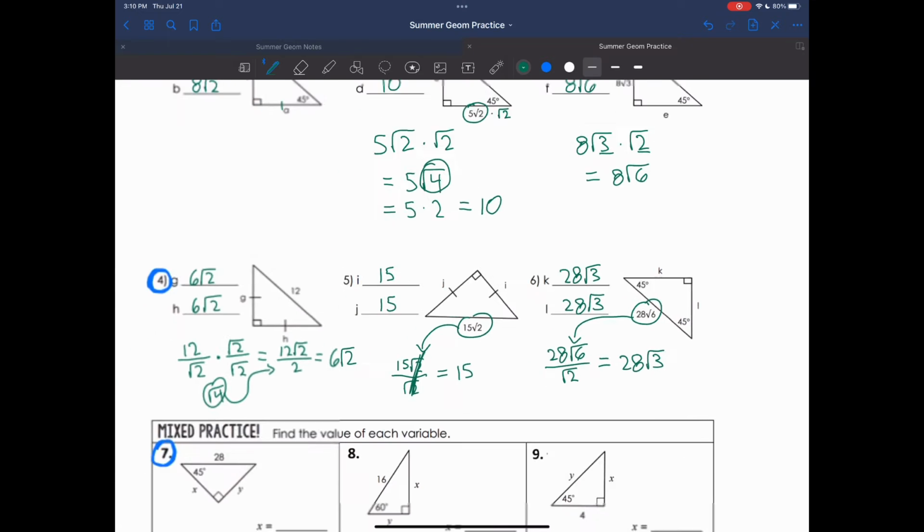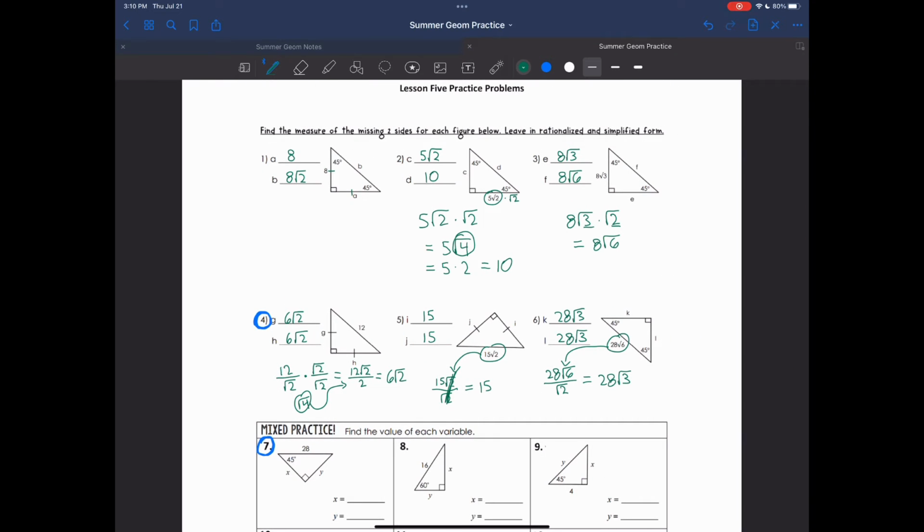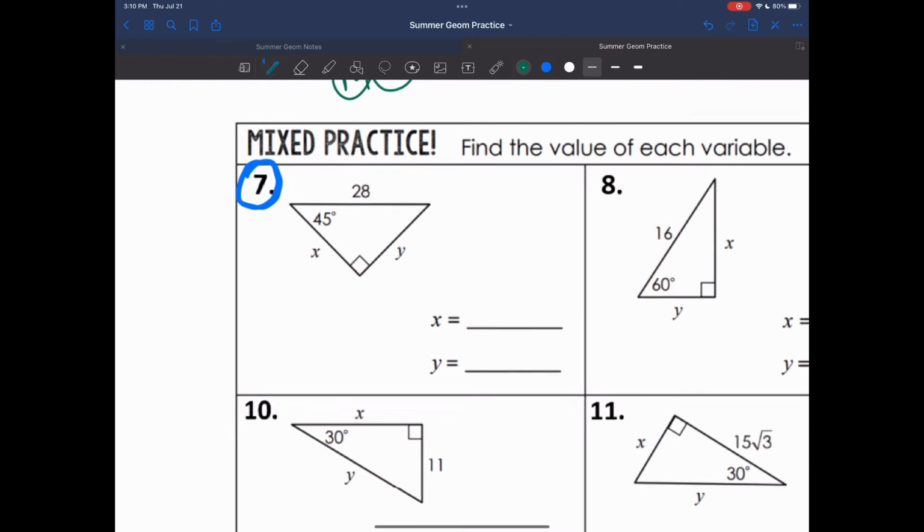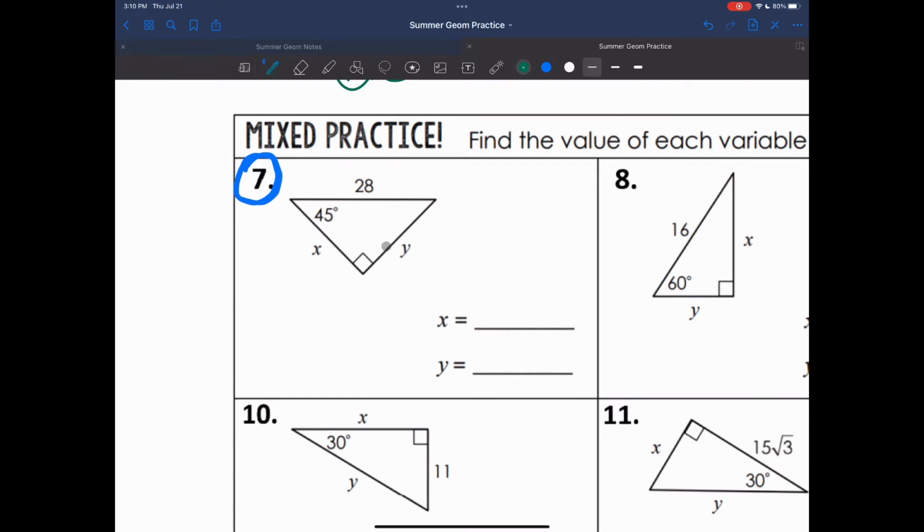Okay, so that covers the top section that's just over 45, 45, 90. Now we incorporate the 30, 60, 90. So this is a bunch of mixed practice that keeps the 45, 45, 90s in it. So number 7 right off the bat is another 45, 45, 90. And they give me the hypotenuse, so I got to work in reverse.